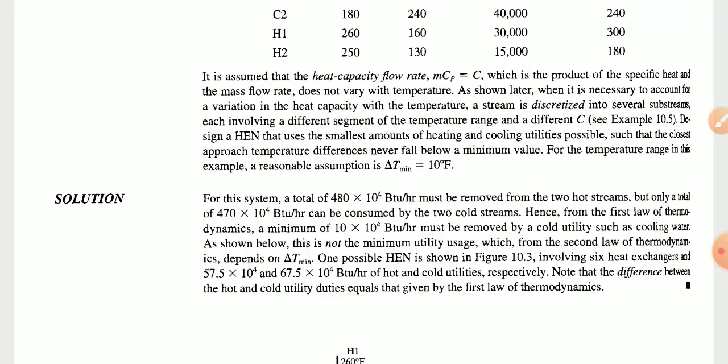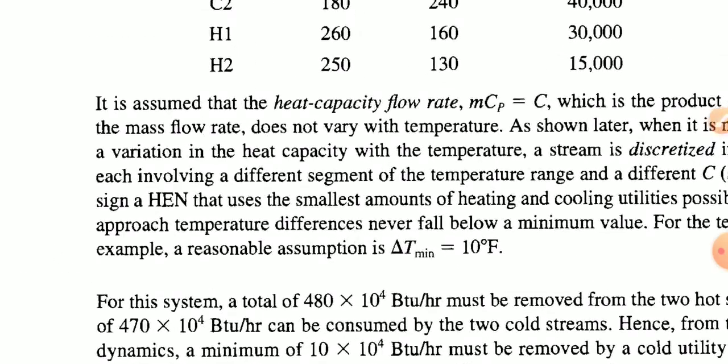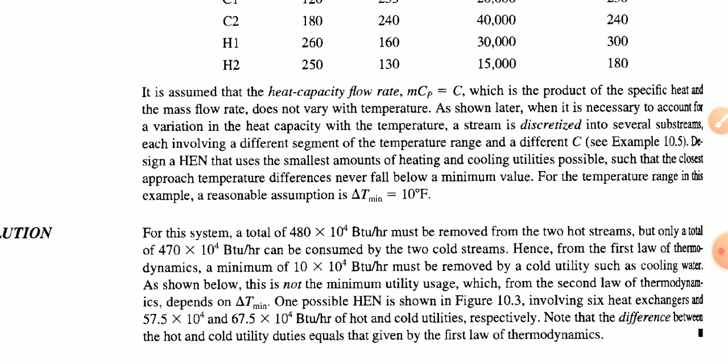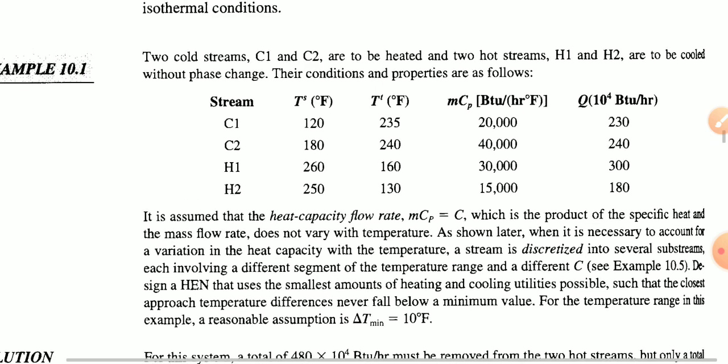In heat exchanger networking, use the smallest amount of heating and cooling utilities possible, such that the closest approach temperature difference never falls below a minimum value. For the temperature range in this example, a reasonable assumption is that delta T minimum is equal to 10 Fahrenheit.